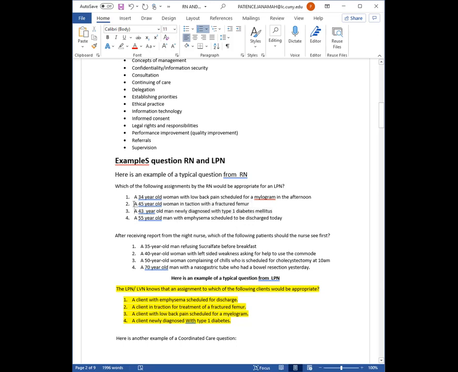Now, question number 2, a 45-year-old woman in traction with a fractured femur. So you had a fracture and you are in traction. If you understand what traction is and the musculoskeletal system, which we didn't talk about.